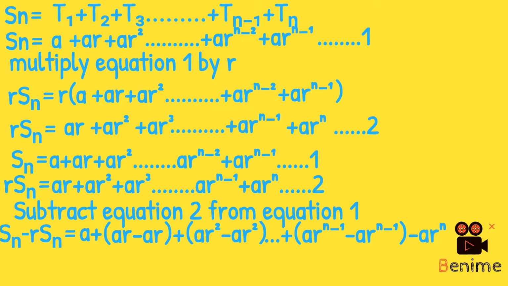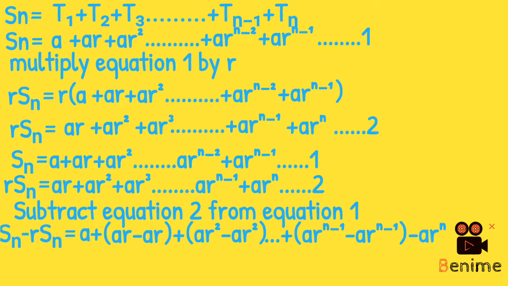So all these brackets that are there, they are cancelling out because the terms are equal but opposite in sign. Ar minus ar is 0, it is cancelling out. Ar squared minus ar squared, they are cancelling out. Ar to the power of n minus 1 minus ar to the power of n minus 1, they are cancelling out. All the brackets that are existing will cancel out.